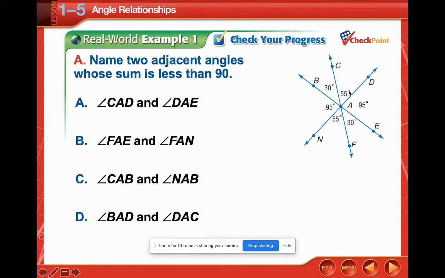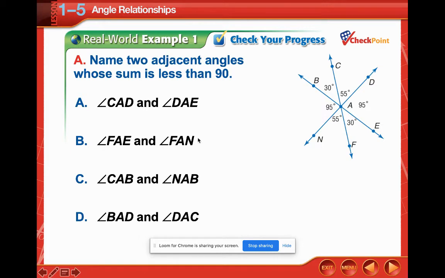So we got CAD, all right, and DAE. Those are adjacent. They are next to each other. One's 55 and the other one's 95, and 95 is already greater than 90. So we know if you add them together, which is a sum, we're trying to add two angles that are next to each other to figure out if they're less than 90. So if you add something that's already larger than 90, you're not going to get less. So that one's not right. So hopefully you did not choose A.